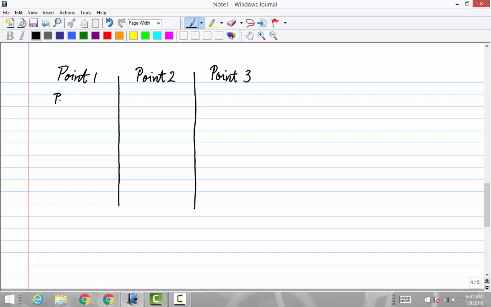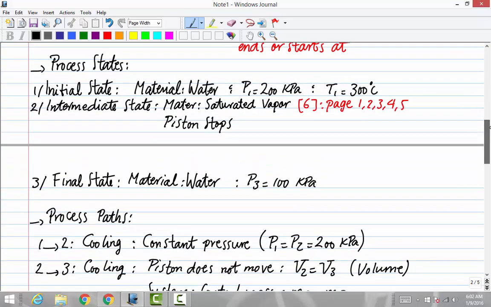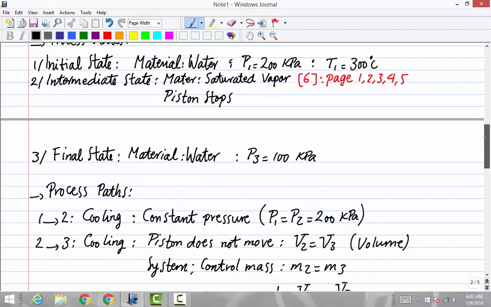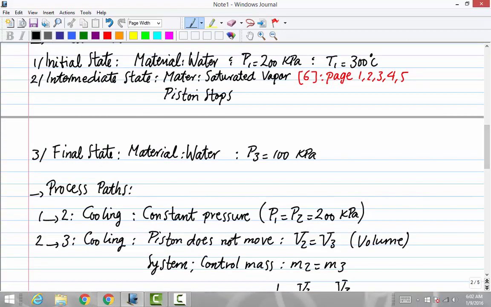So here it said P1 is 200 kPa. What else? T1, temperature is 300 degrees C. Okay, and do I know anything else? No. If you just go back here, initial state P1, T1, and then water. That's all we know. What about point 2? Oh, let me go back there. Okay, what about point 2? Oh, it's the piston stops, and then saturated vapor.